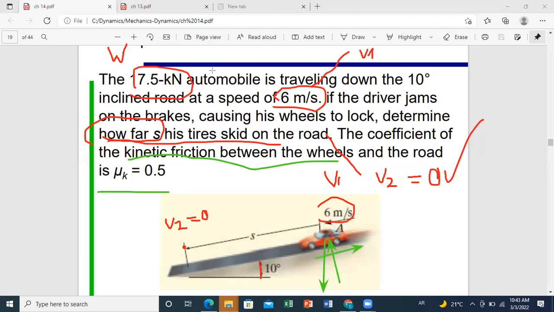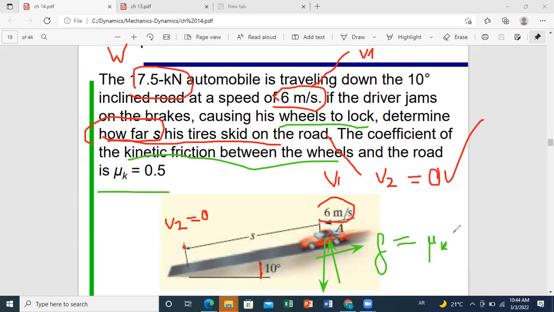We said already for a car, the friction can be driving or opposing. Here it's an opposing force to translation because my wheels are locked. When we say the wheels are locked, they are not rotating anymore. They will just slide on the road. So the friction is equal to mu k times N.